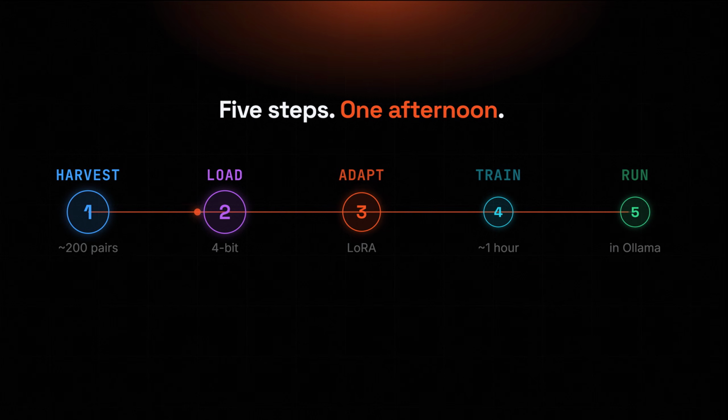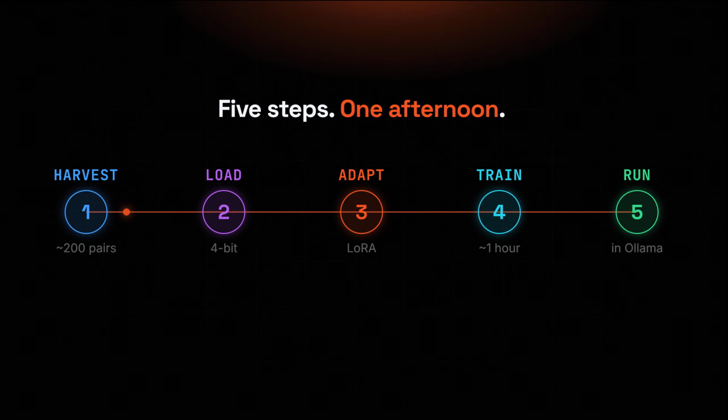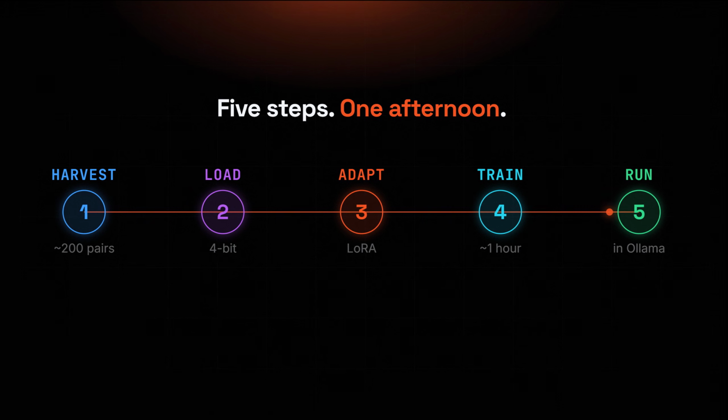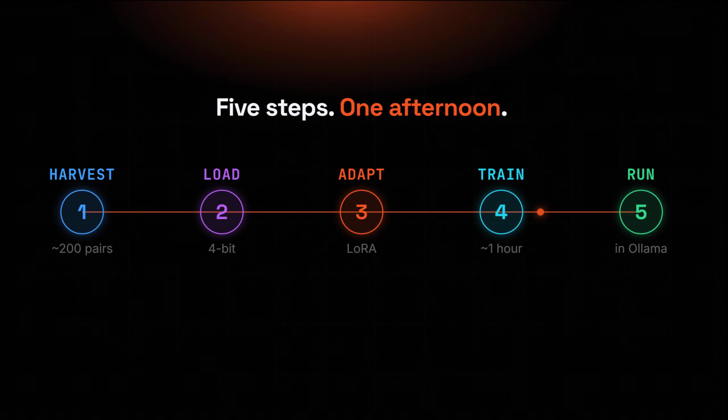So that is the whole recipe. Harvest a couple hundred examples from your repo. Load a small model in 4-bit. Attach a LoRA. Train for an hour. Merge, export to GGUF, and run it in Ollama. 5 steps, 1 afternoon, 1 graphics card.